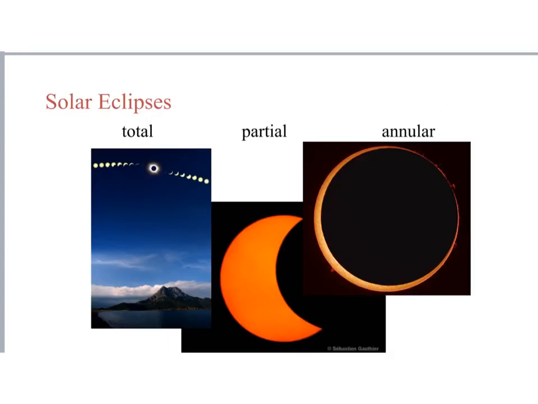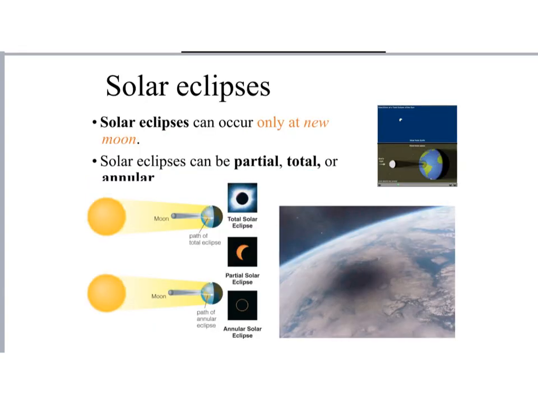All right, how about the solar eclipses? Well, it's not just one type. It could be a total solar eclipse, partial, or annular. That's something new. All right, so here are situations when these different things can occur.